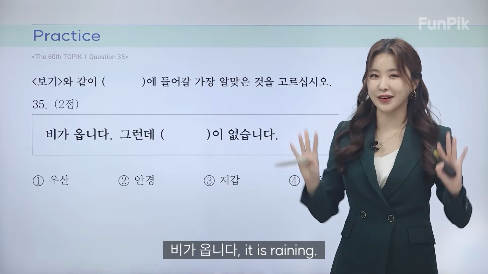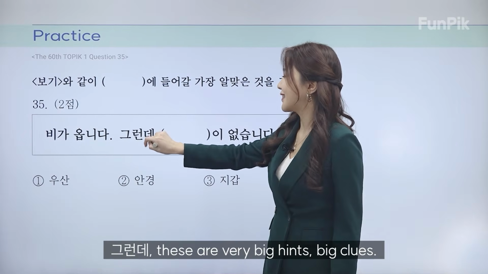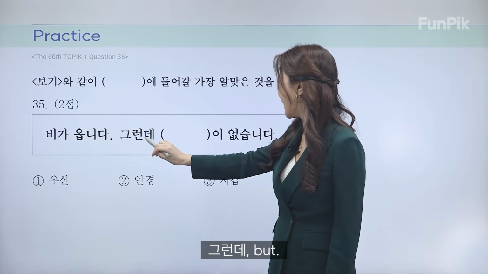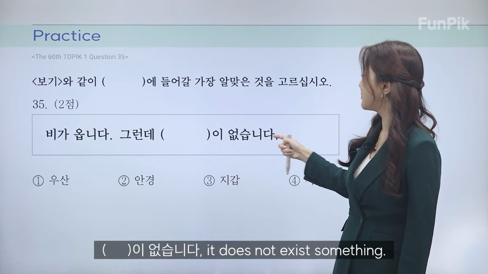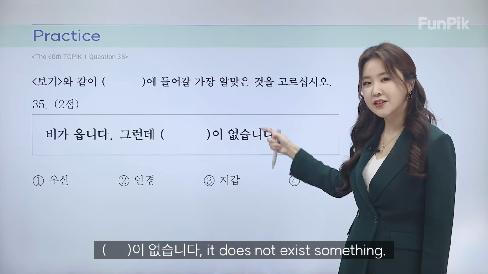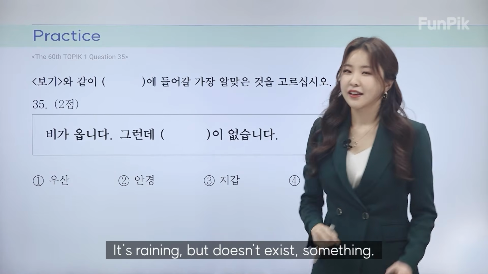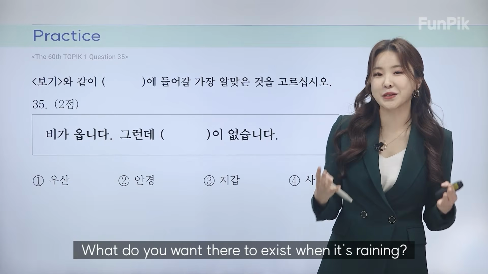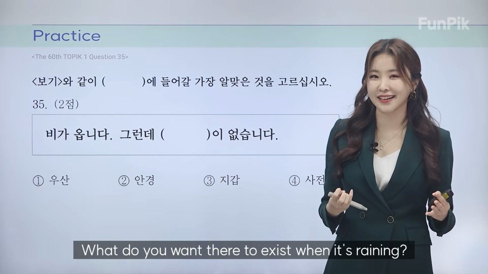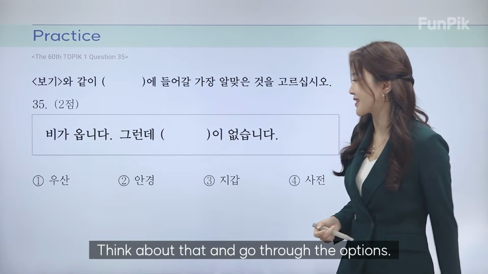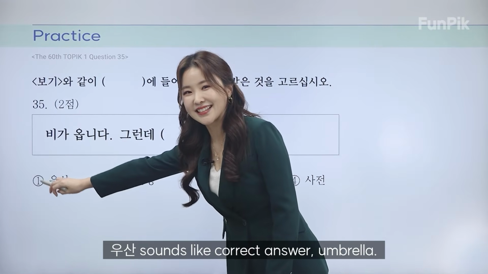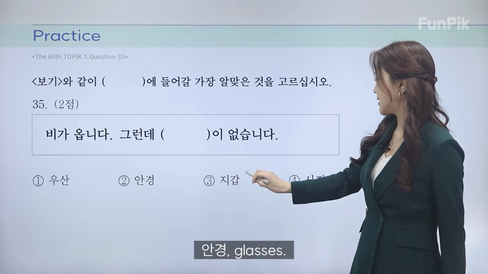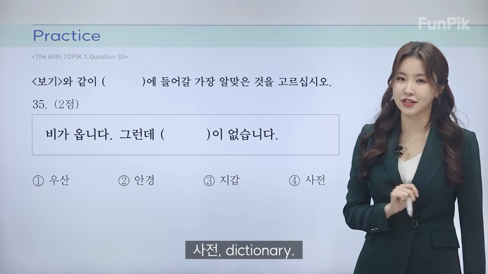It is raining. 그런데, these are very big hints, big clues. 그런데, but, 뭐뭐이 없습니다. It does not exist. Something. Okay, so it's raining, but something doesn't exist. What do you want there to exist when it's raining? Think about that and go through the options. 우산. Okay, this sounds like the correct answer. Umbrella, 안경, glasses, 지갑, wallet, 사전, dictionary.